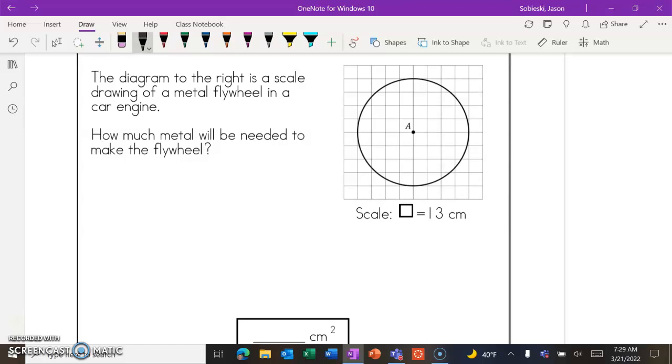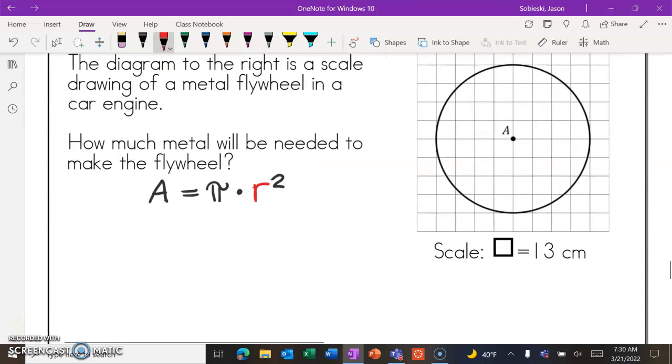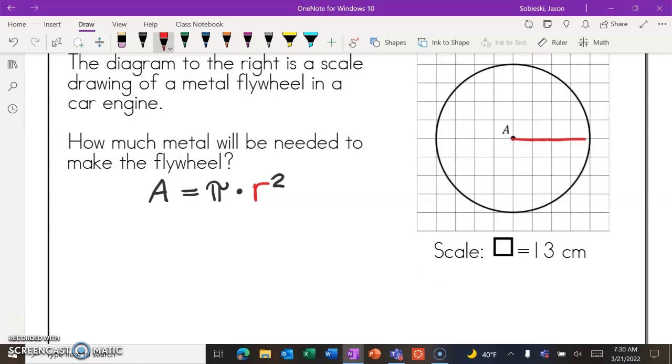So we're looking for area, and always start with your formula, which is pi times radius squared. So if we go on to our diagram here and look for radius, we know that 1, 2, 3, 4 blocks, right, makes up our radius here. However, they give us this scale. They tell us each block is worth 13 centimeters. So we need to multiply that 4 by 13. Think about it, it's just a scale drawing. If we go to our calculator, 4 times 13 gives us 52, which will be the radius that we're going to need to use. And this was centimeters. So 52 centimeters.